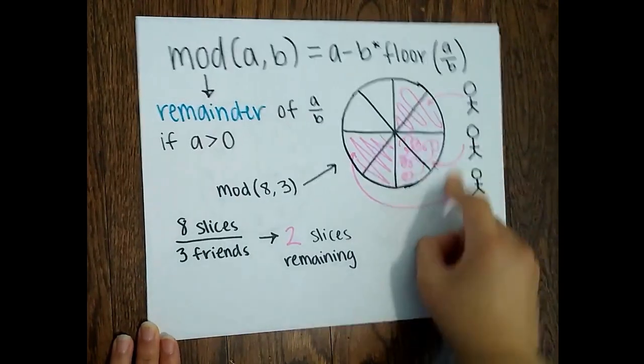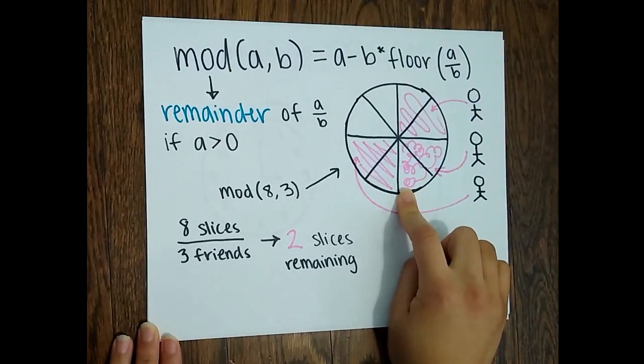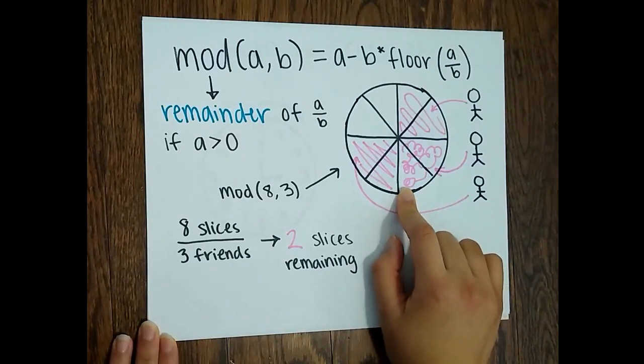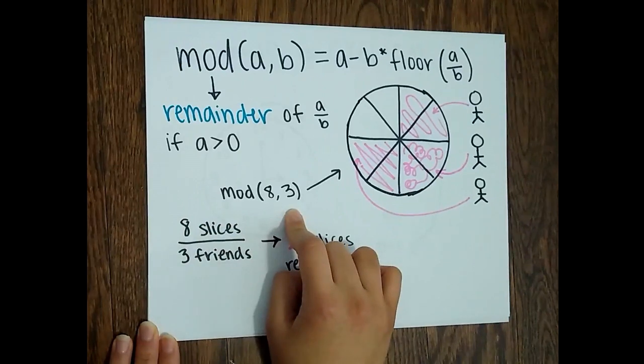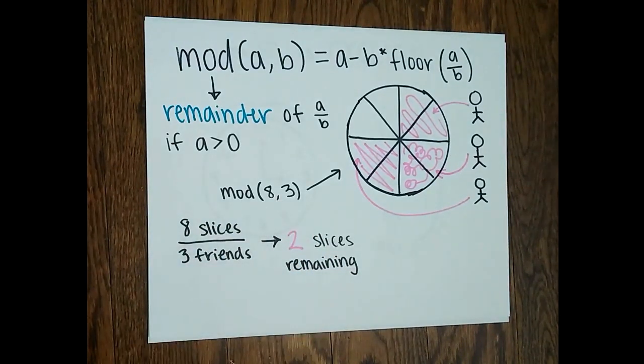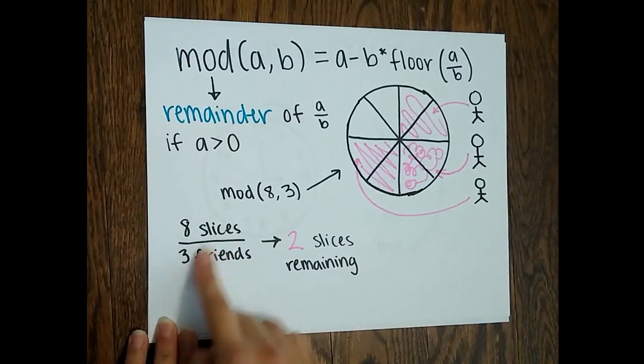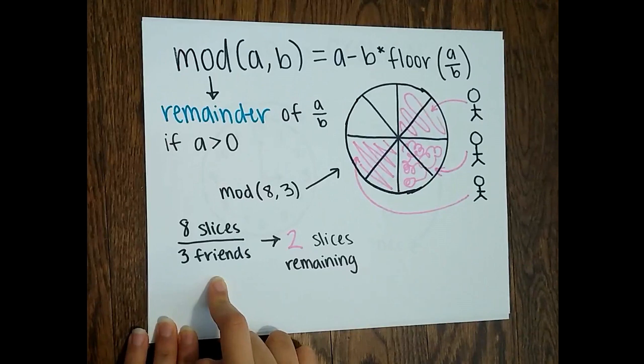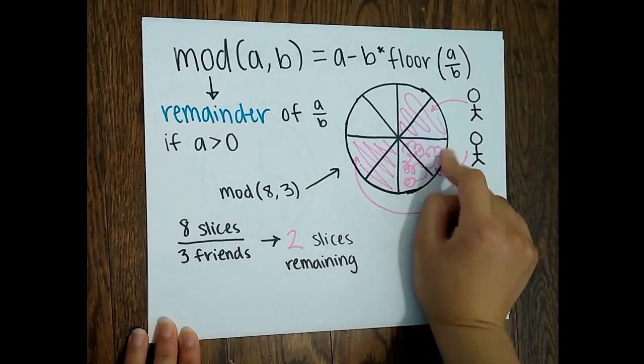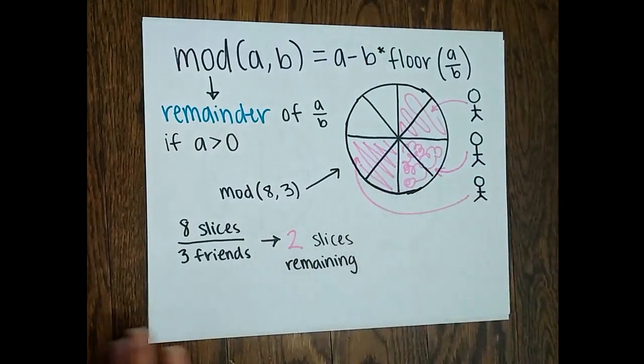So if we have 3 friends who are splitting a strawberry cheesecake that's cut into 8 slices, then we can use mod 8 by 3 to find out how many slices are left after each friend has taken an equal share. So we know we have 8 slices, we can divide it by 3 friends, and each friend will get 2 slices. Then we'll have 2 slices remaining. So mod 8 by 3 is 2.